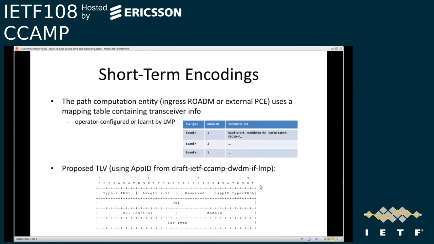To encode that, we reuse a similar encoding of the application ID that is available in the LMP draft, which is already a working group CCAMP draft. The ID is composed of a vendor-specific prefix, and then two fields, the transceiver type and the mode ID, that refer to the columns and rows in the table here that could be configured at the path computation entity level.